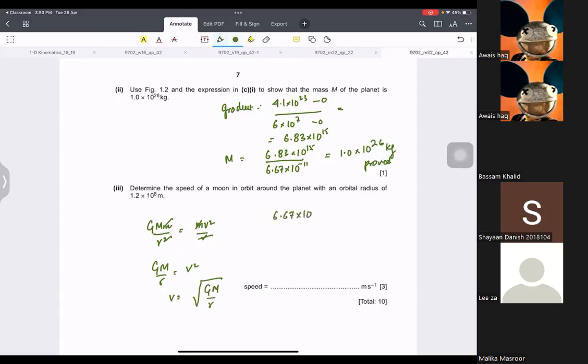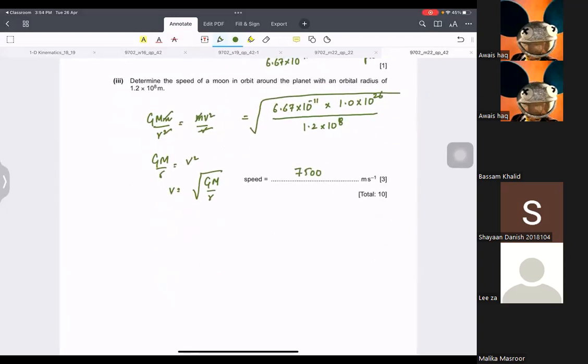6.67 times 10 raised to minus 11. Mass is 1.0 times 10 raised to 26. And the radius is 1.2 times 10 raised to 8, root. What was the answer? 7,500. 7,500 is the answer. Okay, very good. Now let's go to the next one.